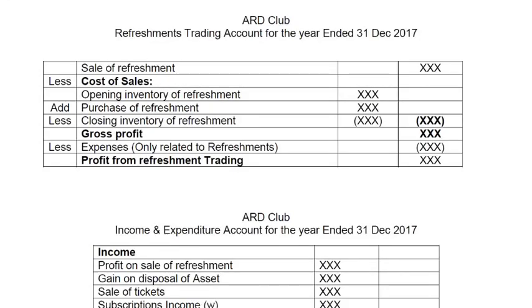The topic of the day is not-for-profit organizations or club accounts. Now, what is actually a non-profit or not-for-profit organization? A not-for-profit organization is an organization whose primary objective is not to earn profits. Primary objective is not to earn profits.